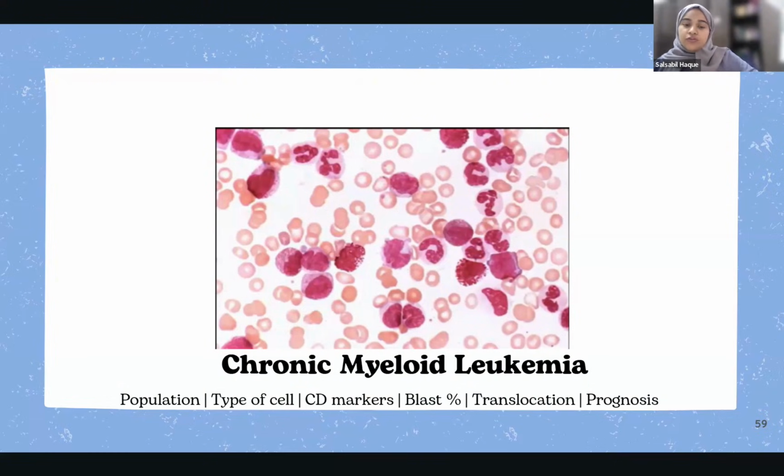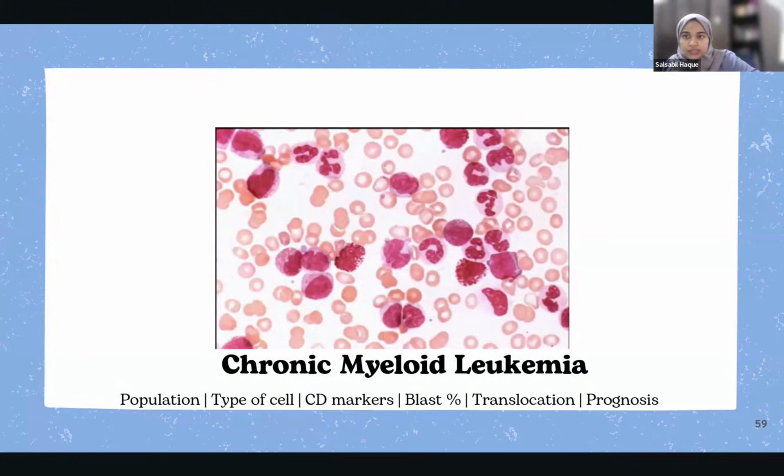Okay. Now, what are the three phases of CML? You have chronic phase, accelerated phase, and blast phase. Chronic phase is when the blast percentage is less than 10%, accelerated is 10 to 19, and blast is more than 20. When it becomes more than 20, what does it become? We mentioned this before. It becomes acute leukemia. This can either be acute lymphoid leukemia or acute myeloid leukemia.